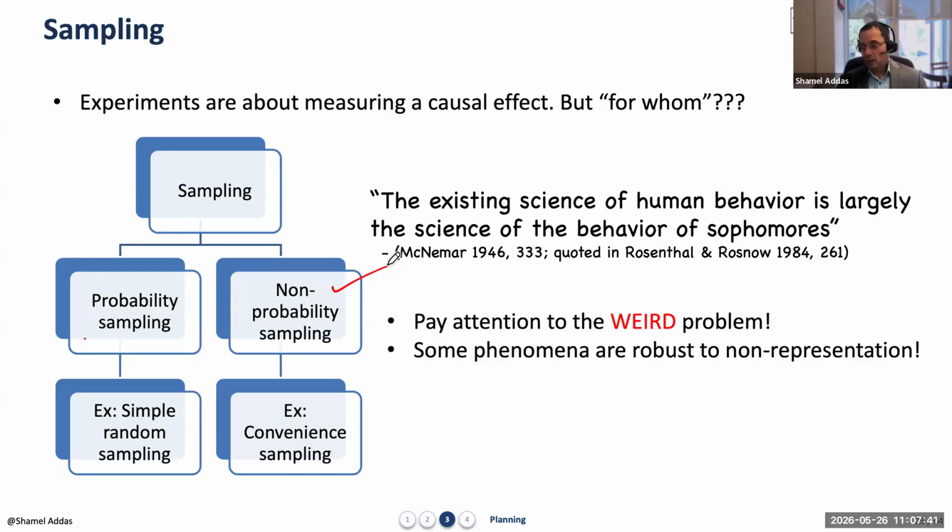And pay attention to the WEIRD problem, right? Because the overwhelming majority of studies that we read are from Western, educated, industrialized, rich, democratic populations. So it's a very narrow combination of factors that we're studying. But obviously the world is much richer than that, and inferences can look very different when you're studying a different group of people.